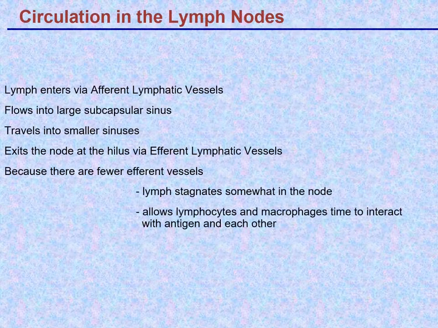The fluid, as I said, comes in, the lymphatic fluid or lymph comes in through the afferent lymphatic vessel and flows underneath that capsule, so it flows into the subcapsular sinus, or the space or sinus beneath the capsule, travels into the smaller sinuses or spaces inside the lymph node. The fluid will exit into efferent lymphatic vessels because they're fewer. The lymph stagnates or slows down in the lymph node, allowing time for interaction between the lymph and any antigen in it with macrophages and lymphocytes.